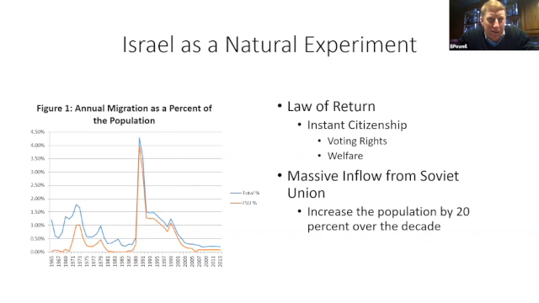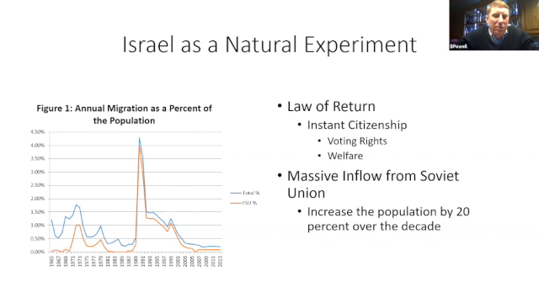So Israel, essentially since its creation, has had what it calls the law of return, which allows any Jewish person worldwide to immigrate to Israel and have instant citizenship that includes voting rights and access to the welfare state. This policy has been in existence. It wasn't something that changed. What changed in 1989 is the Soviet Union got rid of its emigration restrictions. It ceased keeping people locked in the Soviet Union and allowed them to move. As a result, many fled, and many went to Israel.